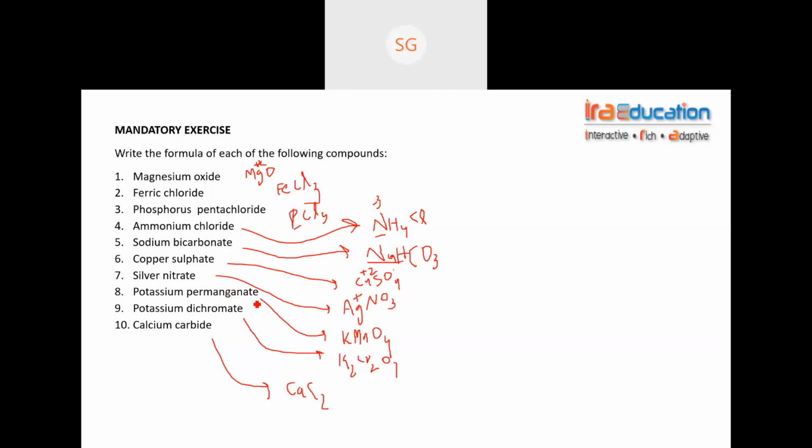Potassium permanganate. Potassium also belongs to the first group element, so anytime it is +1 only. Potassium dichromate, we have two potassiums. It's not +2, it is +1 only, but we have two potassium atoms. Calcium carbide, +2, calcium belongs to the second group element. Is it clear, guys? Any doubts?